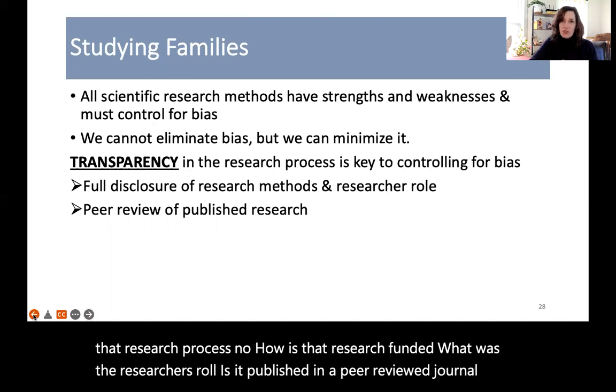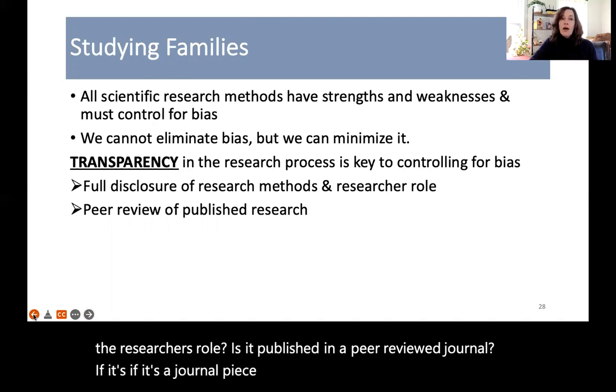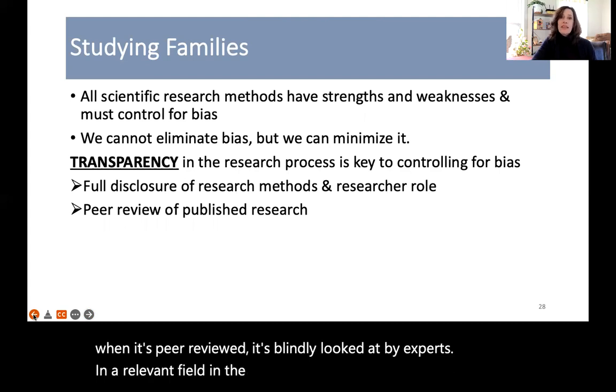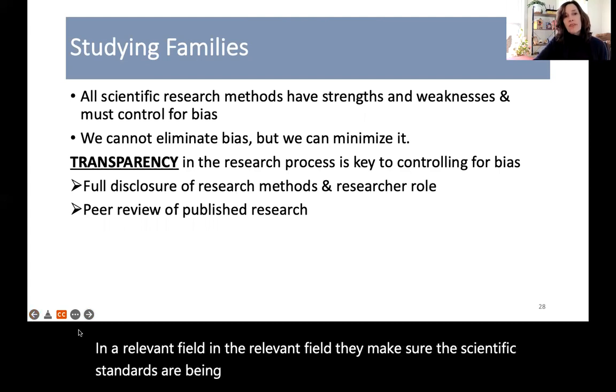If it's a journal article, that's important because when it's peer-reviewed, it's blindly looked at by experts in a relevant field. In the relevant field, they make sure the scientific standards are being upheld, and also, very importantly, ethical standards.